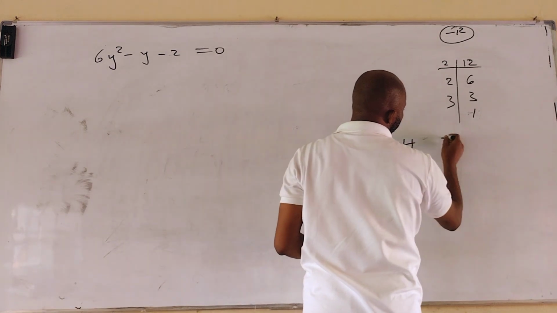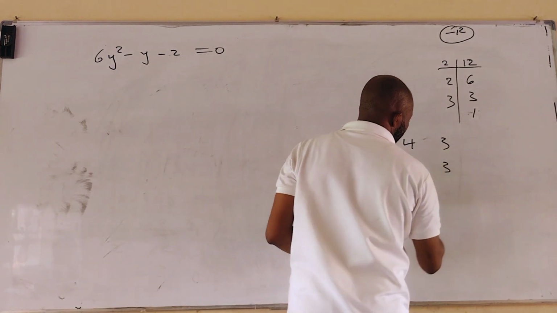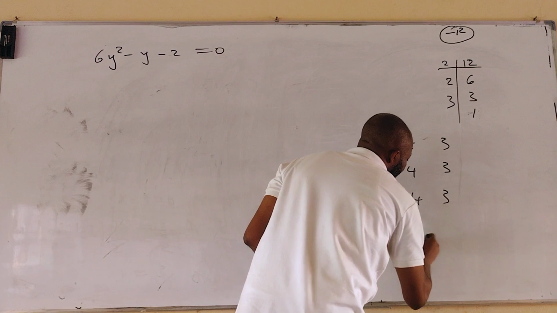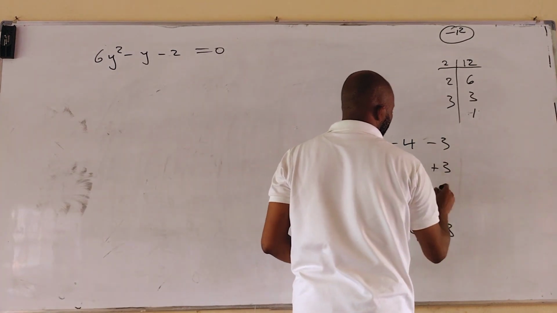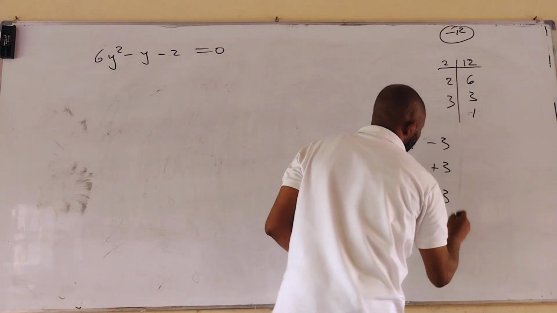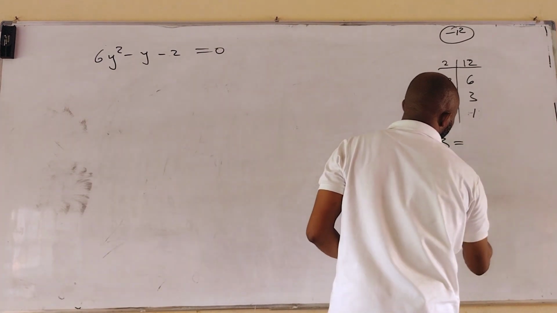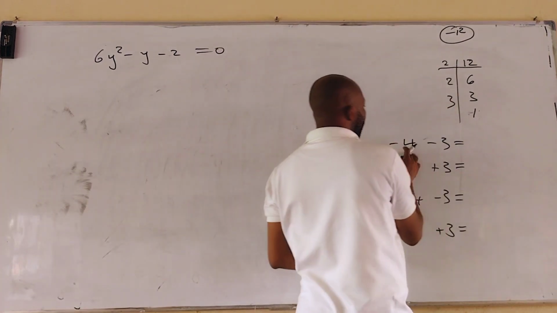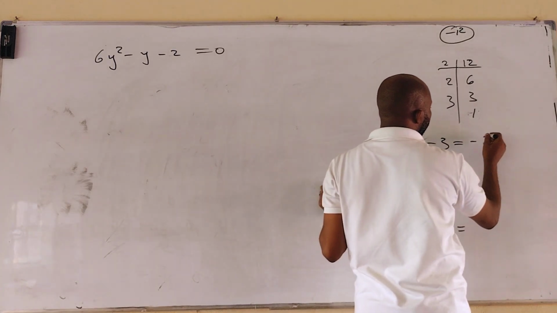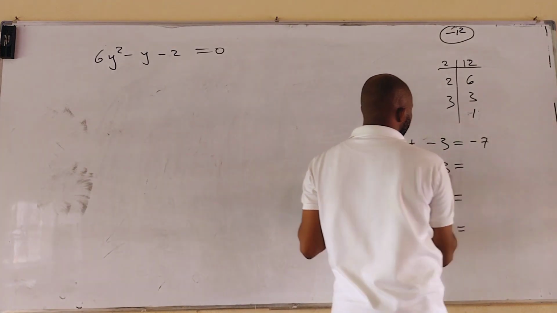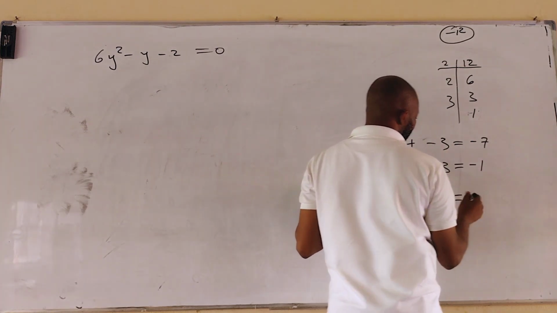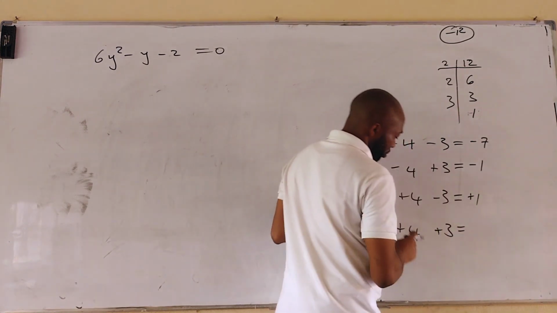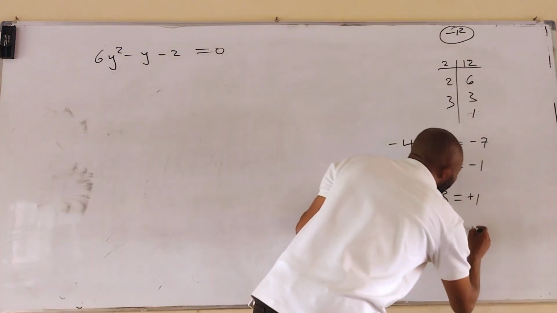So 4 and 3, with the sign combinations: minus minus, minus plus, plus minus, plus plus. What is this equal to? Minus 4 minus 3 is minus 7. Minus 4 plus 3 is minus 1. Plus 4 minus 3 is plus 1. Plus 4 plus 3 is plus 7.